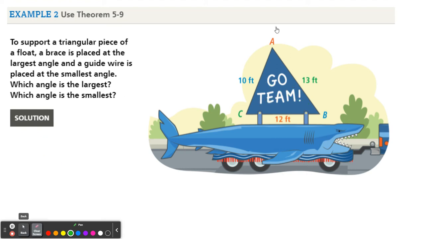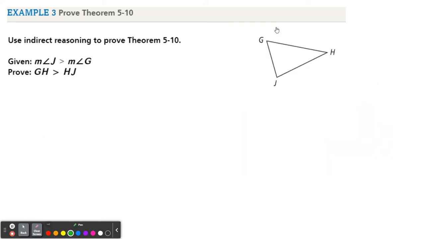Next. Ooh, I think it's proof time. Here we go. So we're going to use indirect reasoning to prove this theorem. Remember, I skipped this idea of indirect reasoning. I apologize, or we didn't watch the video. But we're going to use that here, and I'll show you how. So we're given that angle J is bigger than angle G. We're going to prove that GH is bigger than HJ. Remember, the number one step in an indirect proof is to assume that the proof is not true. We're going to assume that GH is not bigger than HJ.